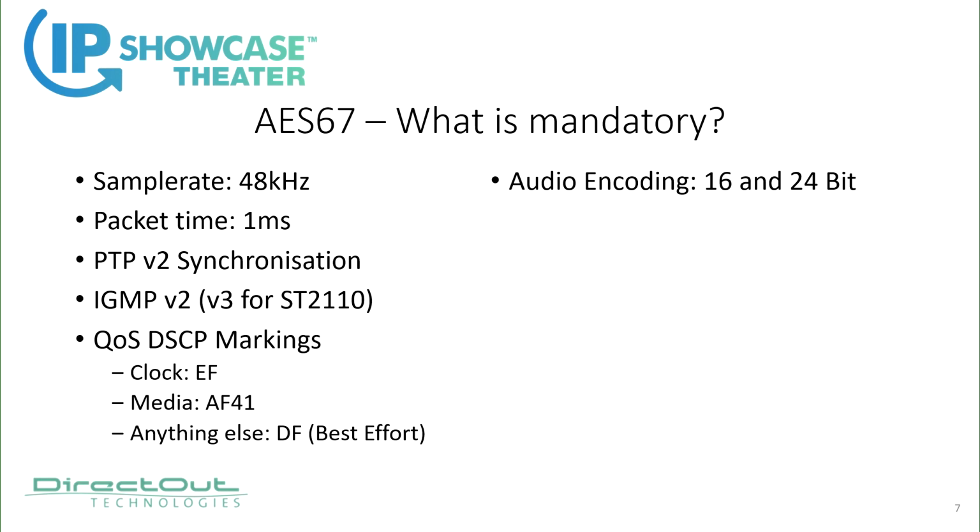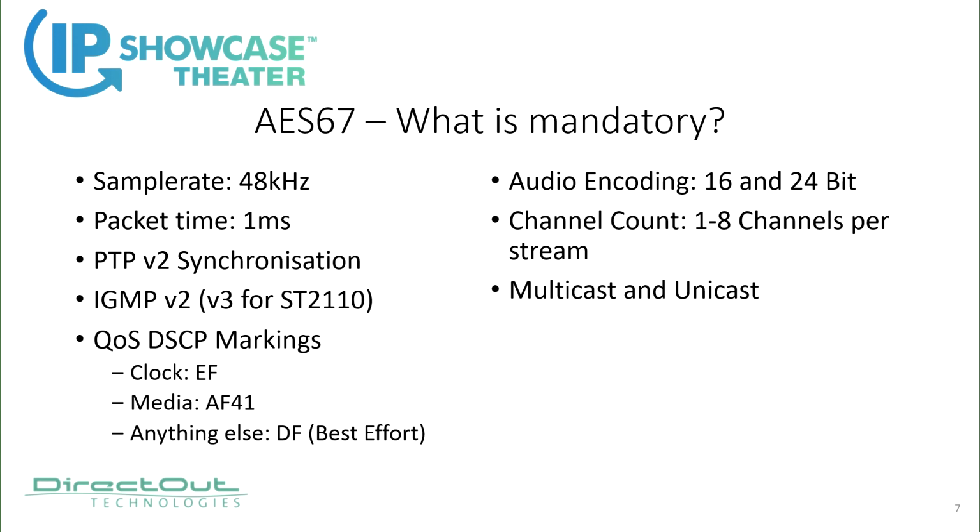The audio encoding, which is also mandatory, is 16 and 24-bit. The channel count is from 1 to 8 channels per stream, and multicast and unicast streaming is also mandatory in AES67. So a device should allow to set up multicast streams, but also unicast streams between two devices. And an SDP of some sort needs to be provided to describe the stream parameters.